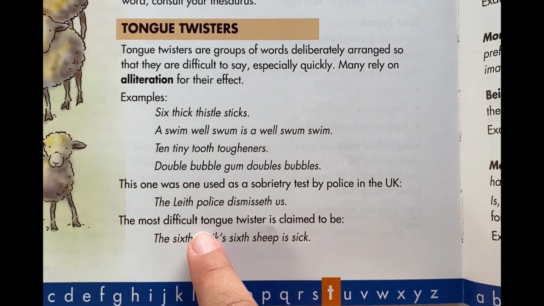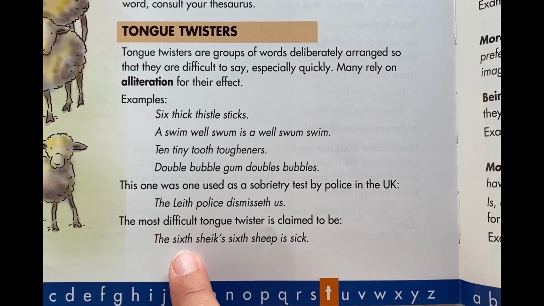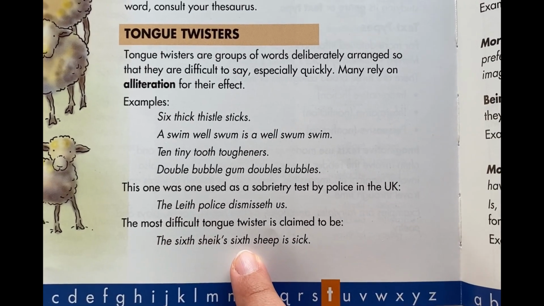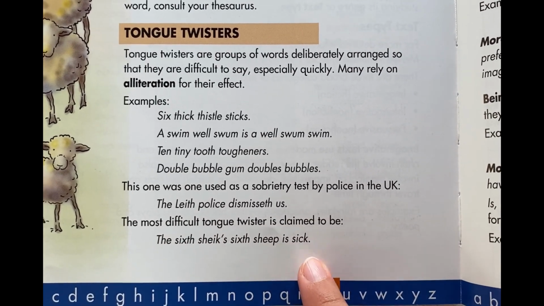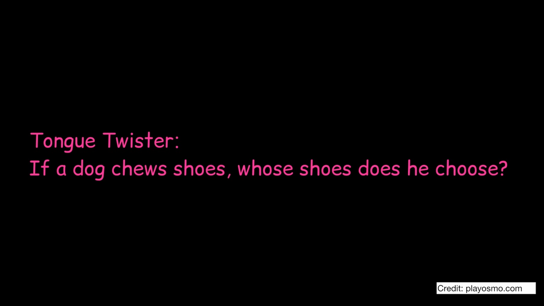The most difficult tongue twister is claimed to be: the sixth sheep is sick. An example of a tongue twister is, if a dog chews shoes, whose shoes does he choose?